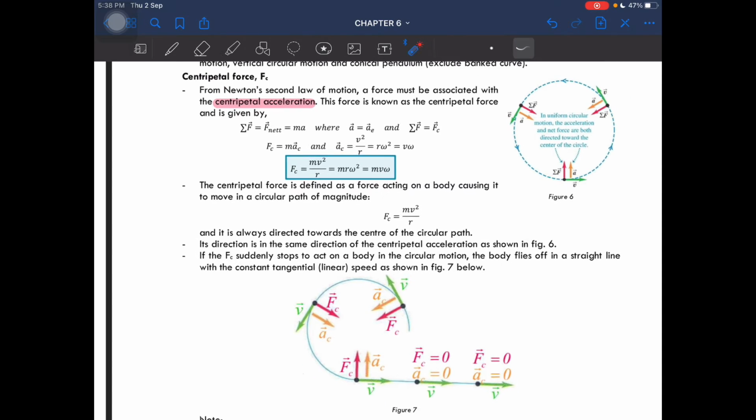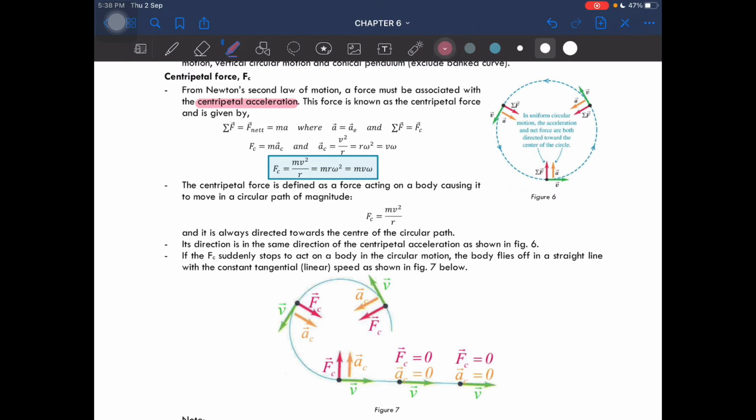Okay, so the centripetal force is defined as the force acting on the body causing it to move in a circular path. Remember we have different types. We have external force, which is only push or pull. It can cause the body or the object to move up and down, or to the right and to the left. But centripetal force causes an object to move circularly.